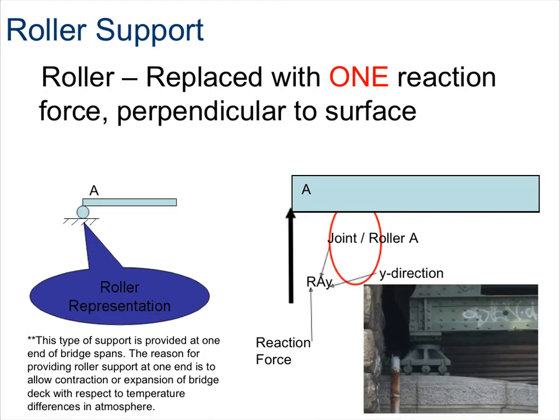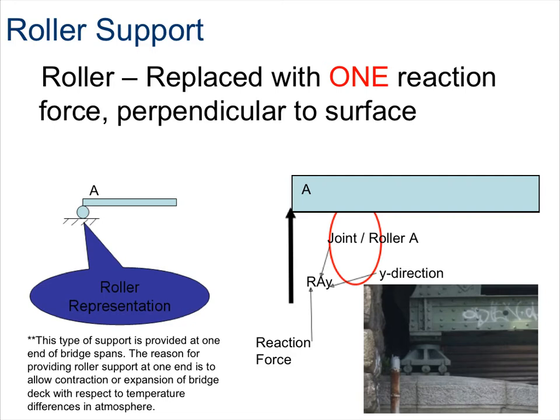Here we have a roller support. Roller supports are able to rotate and move along the surface upon which the roller rests. Roller supports only resist perpendicular forces, and they cannot resist parallel or horizontal forces or moments. This means that the roller support will move freely along the surface without resisting any horizontal force. This type of support is provided at one end of all bridge spans.